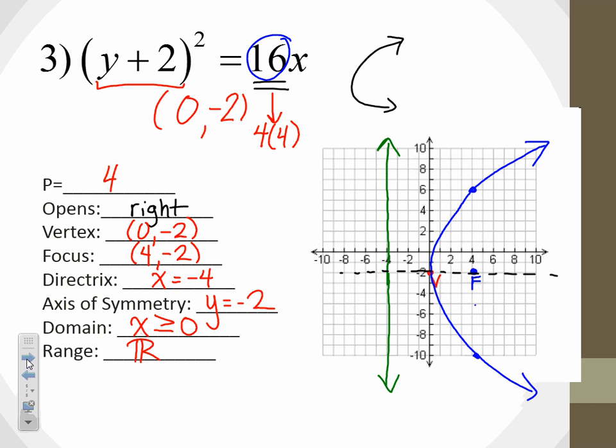So third example here, all 3 involving moving of that vertex before you get started on the focus and directrix spots, okay? So be thinking about where that vertex point is now and how you can carry over what you've learned into making those good parabola graphs.